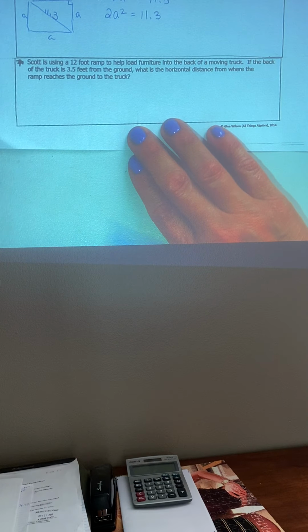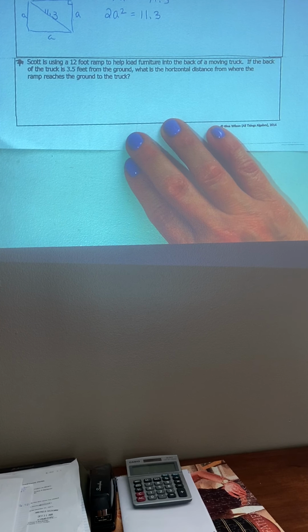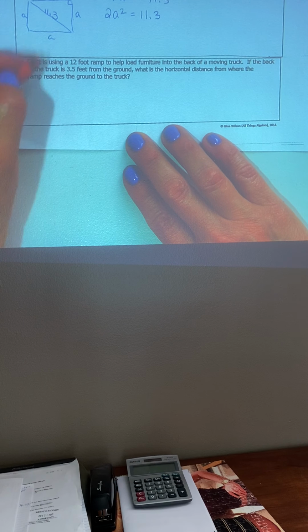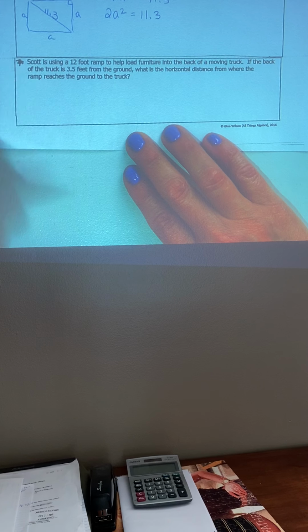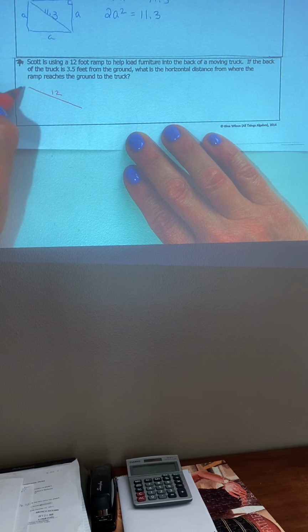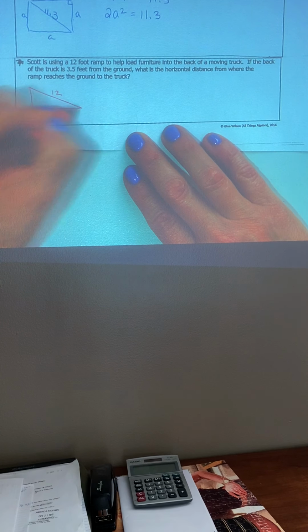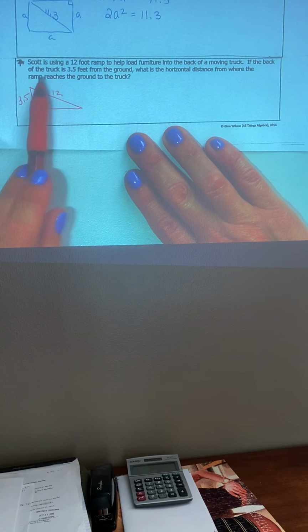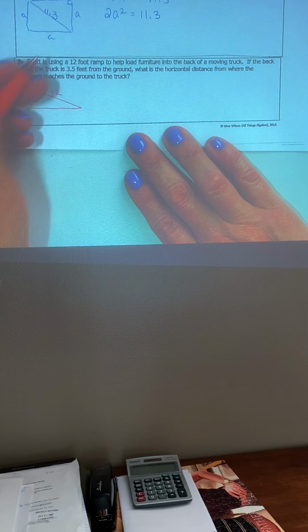Scott is using a 12-foot ramp to help load furniture into the back of a moving truck. If the back of the truck is 3.5 feet from the ground, what is the horizontal distance from where the ramp reaches the ground to the truck? So he's using a 12-foot ramp to help load the furniture. A ramp is like a ladder. The back of the truck, here's your truck, is 3.5 feet from the ground.